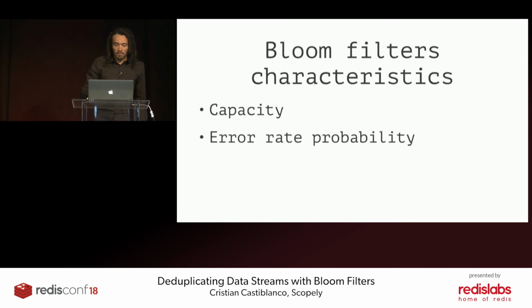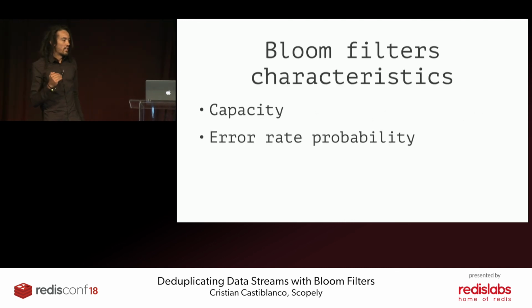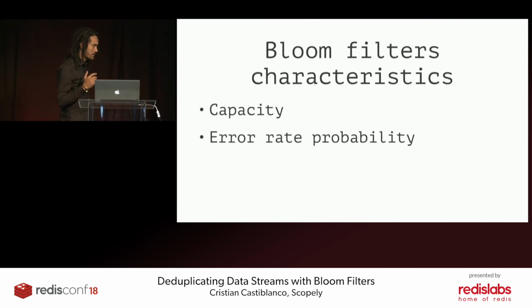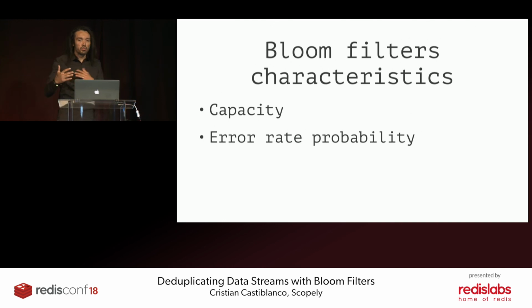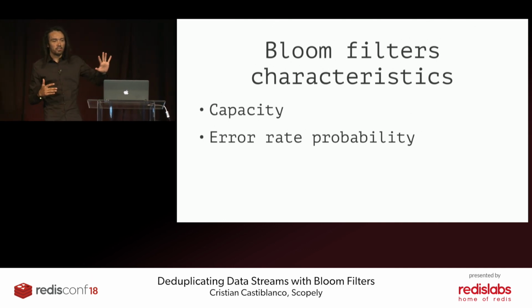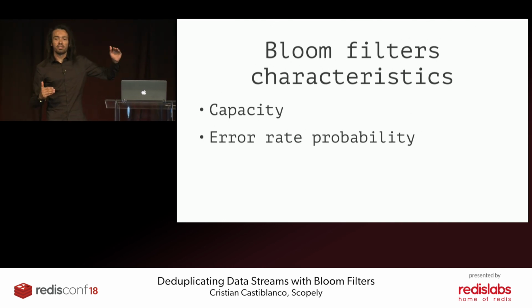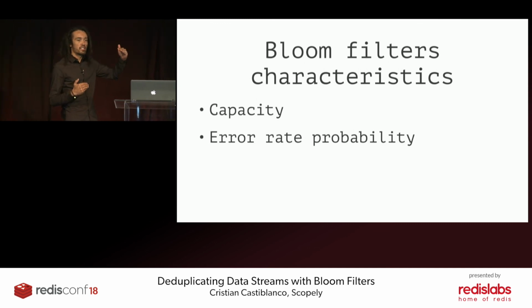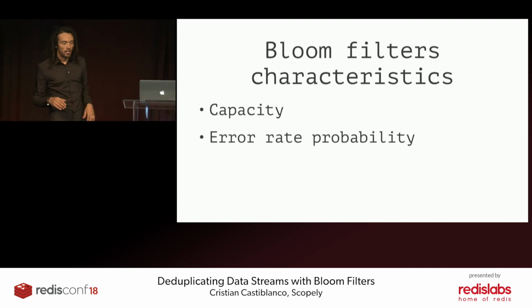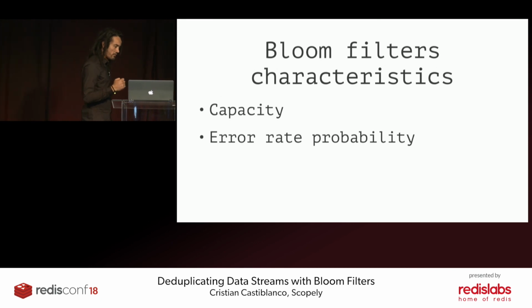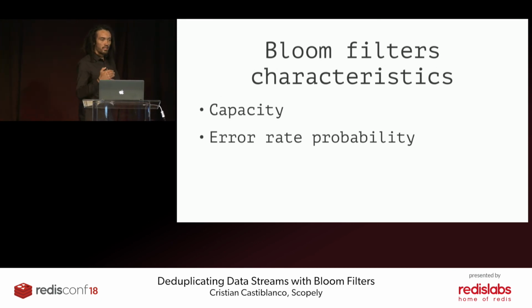Now, a Bloom filter has basically 2 things. It has a capacity and an error rate probability. And you can think of this as a contract between you and your filter. What the filter is telling you is, as long as you don't use these many items, as long as you don't reach this capacity, I'm going to assure you that the error rate probability is going to be this or less, okay? Now, the question that follows is, okay, what happens if I exceed that?